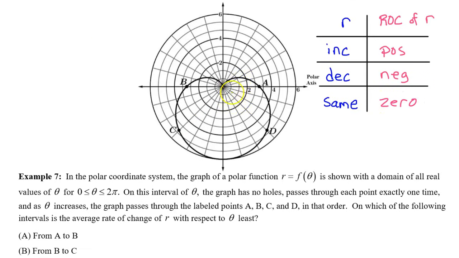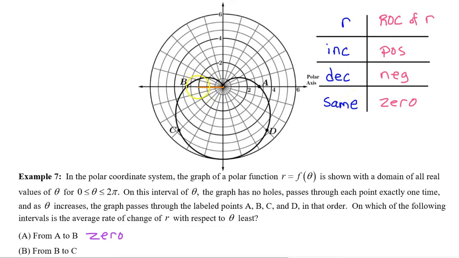On the interval from A to B, the value of r is going from 3 to 3. So the r value is the same on this interval, which tells us that the rate of change of r is 0.